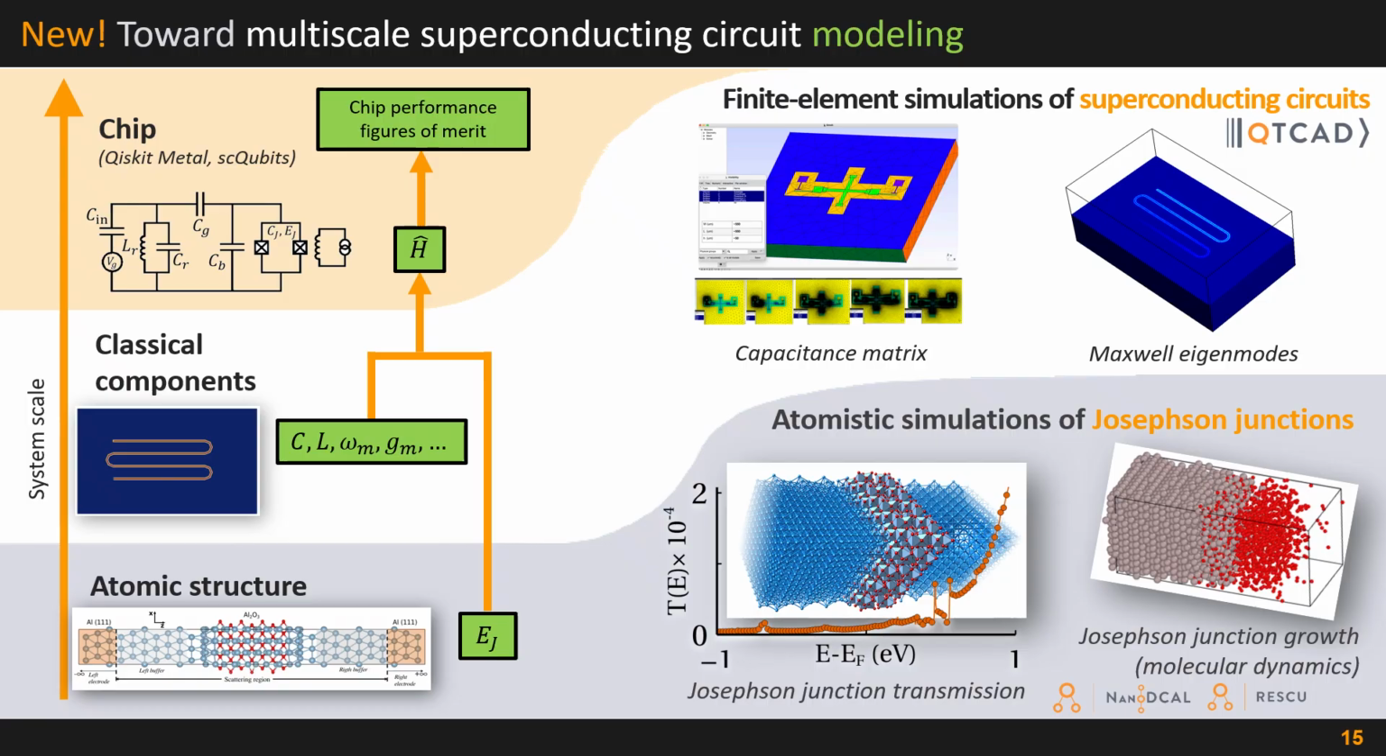At the most fundamental level, however, it is important to calculate the Josephson energy of Josephson junctions. Josephson junctions are the key component of superconducting circuits that make quantum computing possible. And it turns out that Josephson junctions are so thin, just a few nanometers, that each atom can influence the transport through the junction. As a consequence, we have recently leveraged our atomistic simulation software, NanoDCAL and RESCU, to describe Josephson junction properties from first principles at the atomic scale.